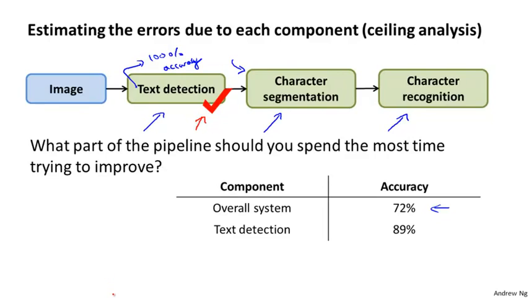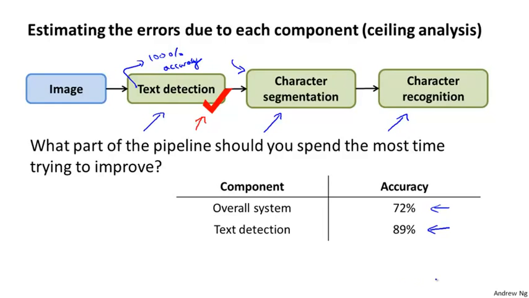What we're going to do then is run this data through the rest of the pipeline, through character segmentation and character recognition, and then use the same evaluation metric as before to measure the overall accuracy of the entire system. And with perfect text detection, hopefully the performance will go up, and in this example, let's say it goes up to 89%.